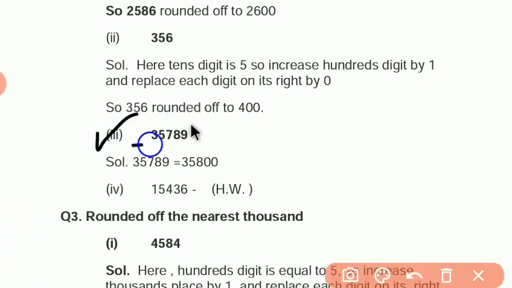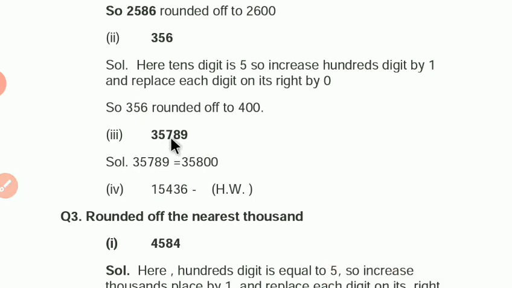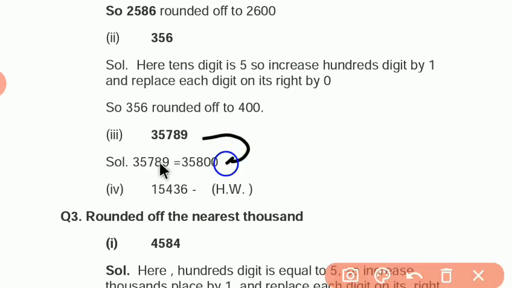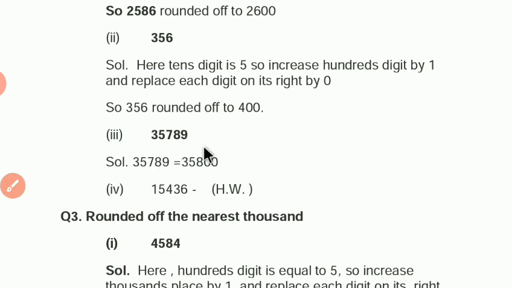Third one, 35,789. Here I have written directly because we have understood for many examples. So how to write? In 100 how many zeros are there? Double zero. So directly 89 we have to replace by double zero, and we have to see its tens digit. So tens digit is 8, which is greater than 5. It means we have to increase hundreds place by plus 1. So 7 plus 1, 8, and 35 will be as it is.